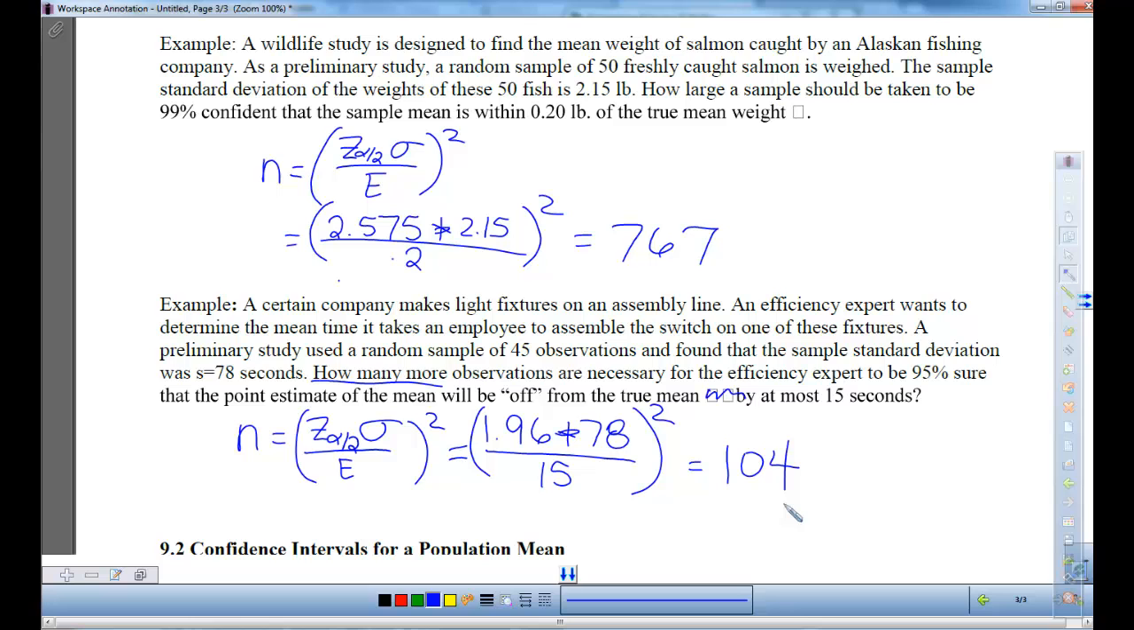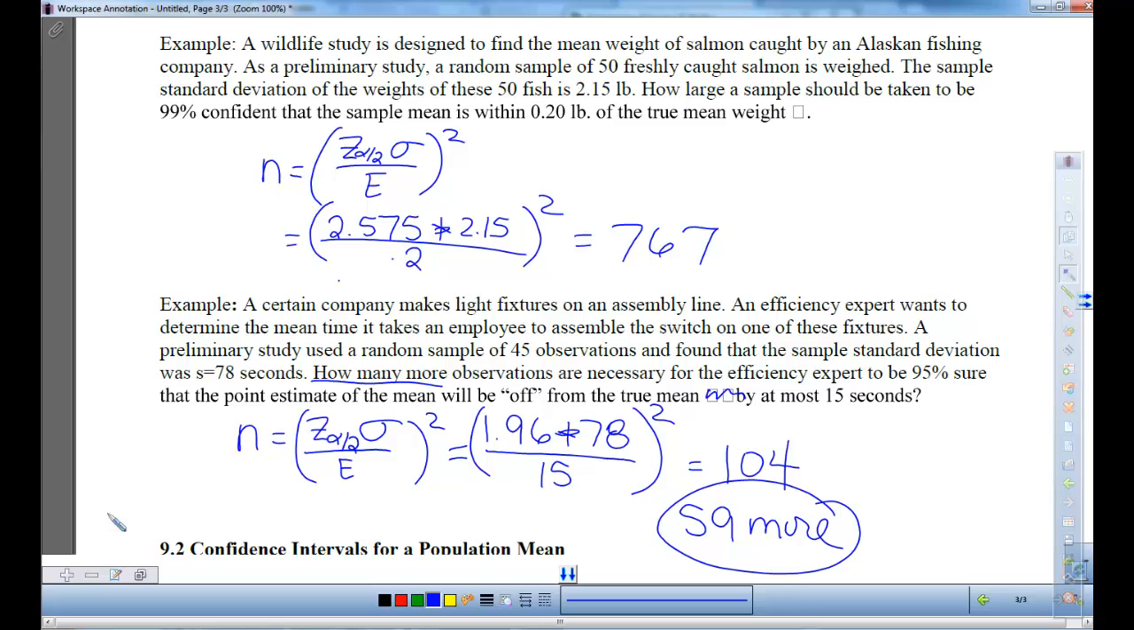Okay, 104. But the question is a little tricky. It says how many more? So we would say 104 minus 45, 59. 59 more. Okay, because it said that they used 45 observations to come up with the standard deviation that we used. Okay, so how many more? That data is still good. Okay? All right? Yes. Okay, very good.